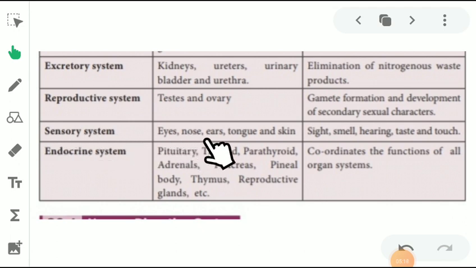Sensory organs: eyes, nose, ears, tongue and skin, for sight, smell, hearing, taste and touch respectively. Endocrine glands: pituitary gland, thyroid gland, parathyroid, adrenal gland, pancreas, pineal, thymus, reproductive glands, etc. Coordination and functions of the organ systems.